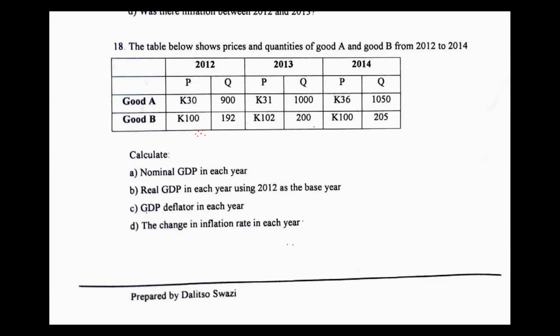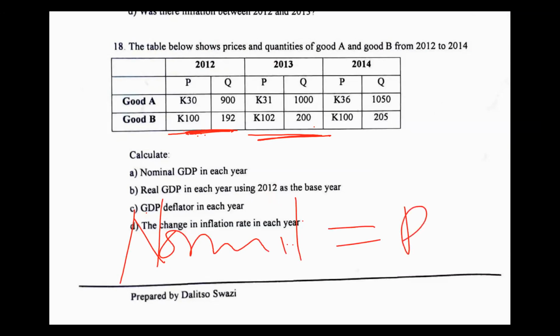So we can do, I think, real GDP for 2013. By the way, the real GDP for the base year is the same as the nominal GDP. Okay, the base year is 2012, right? If you are to calculate the real GDP for 2012, it is the same as the nominal GDP. Get that point? The nominal GDP is equal to the real GDP only for that base year. So only for 2012, the real GDP and the nominal GDP will be the same. But for these other years, it will be different.